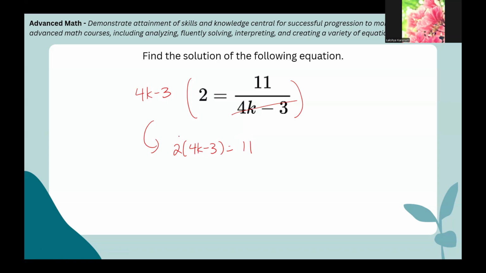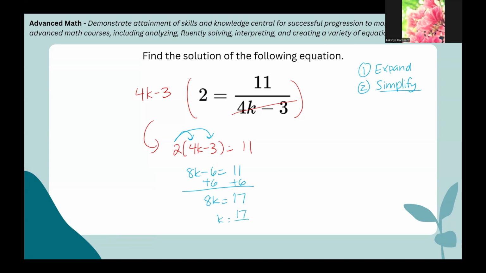Then we're going to, again, do the expand-simplify method in order to isolate the variable. So we're going to expand. You'll get 8k minus 6 equals 11. And then we want to isolate the variable. That's our simplification here. We'll add 6 to both sides to get that 8k equals 17. So k is equal to 17 divided by 8. All right, and that's the solution.